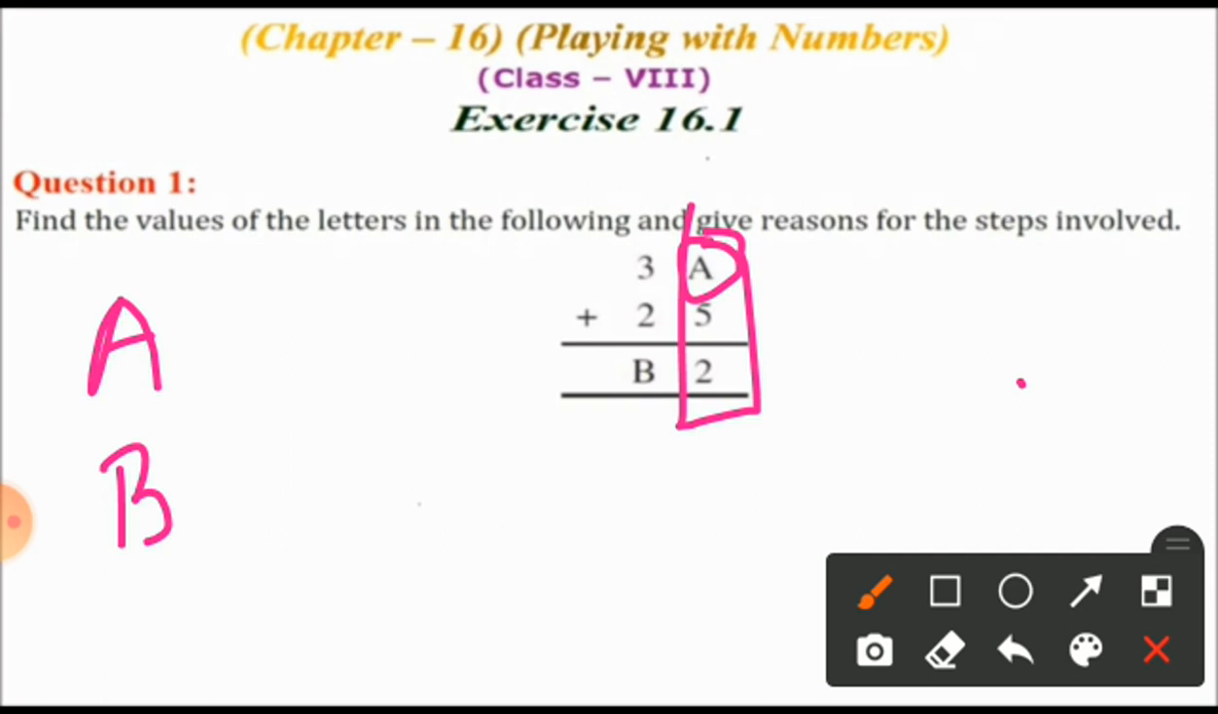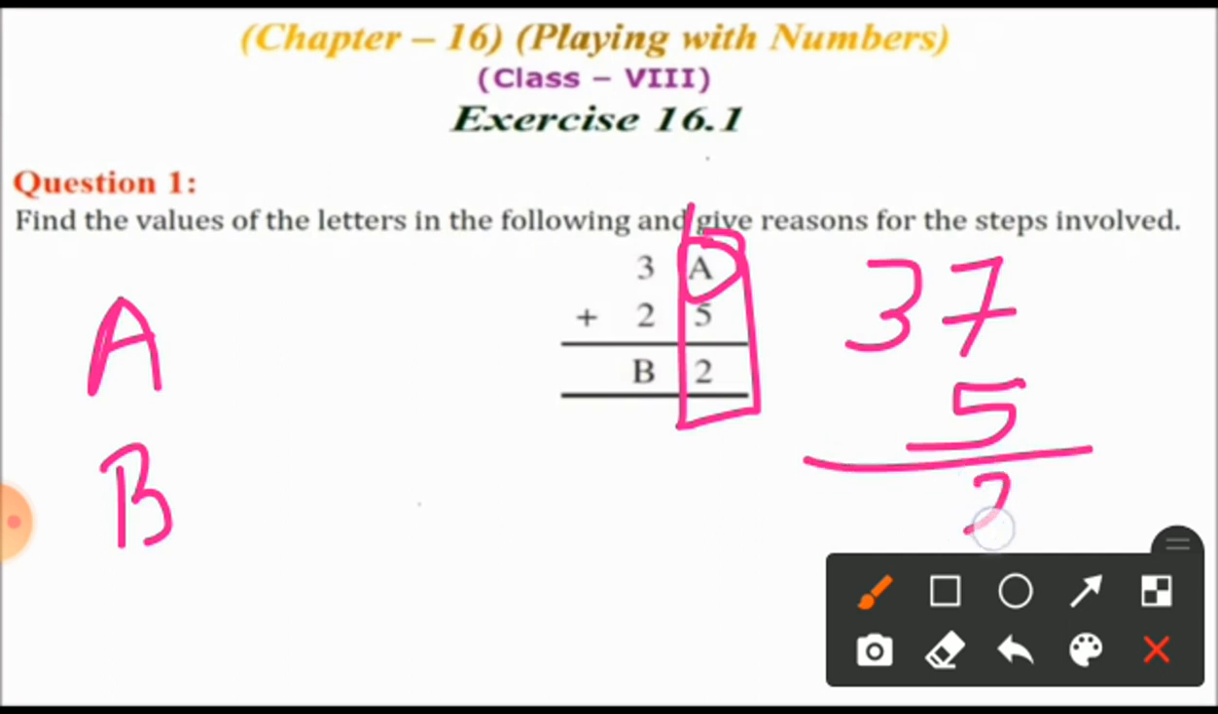5 plus 1, 6. Yes, 2 is not coming. 5 plus 2, 7. 5 plus 3, 8. 5 plus 4, 9. 5 plus 5, 10. 5 plus 6, 11. And 5 plus 7, 12. Then 2 will come here. So suppose this is 3, 7, and that's a 5. Here 5 is there, that's why 2 will come down and 1 will be the carryover.